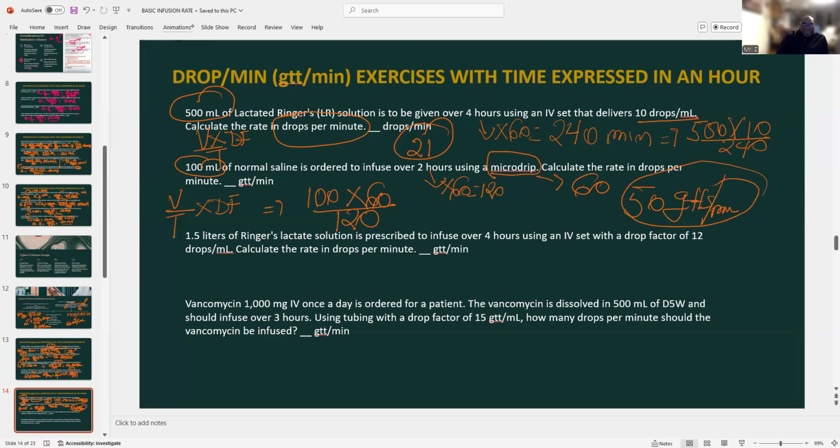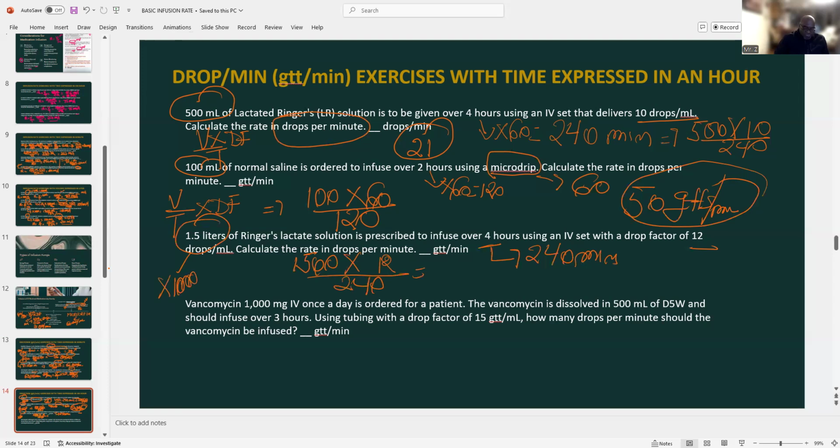All right, let's look at the following one. We got 1.5 liters. Your drop factor is 12. We got 4 hours. So bring that to minutes: 4 times 60. You have 240 minutes. So now you're going to do 1.5 multiplied by 1,000 because the volume must be in milliliters. So now you're going to have 1,500 times drop factor, which is 12, divided by 240.